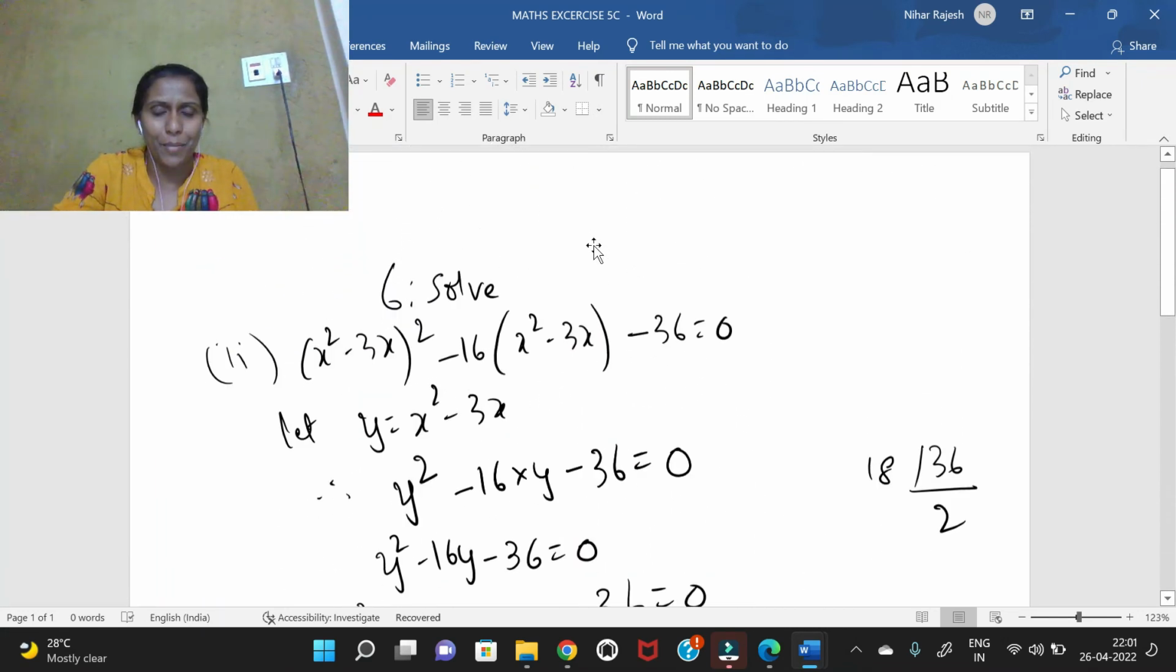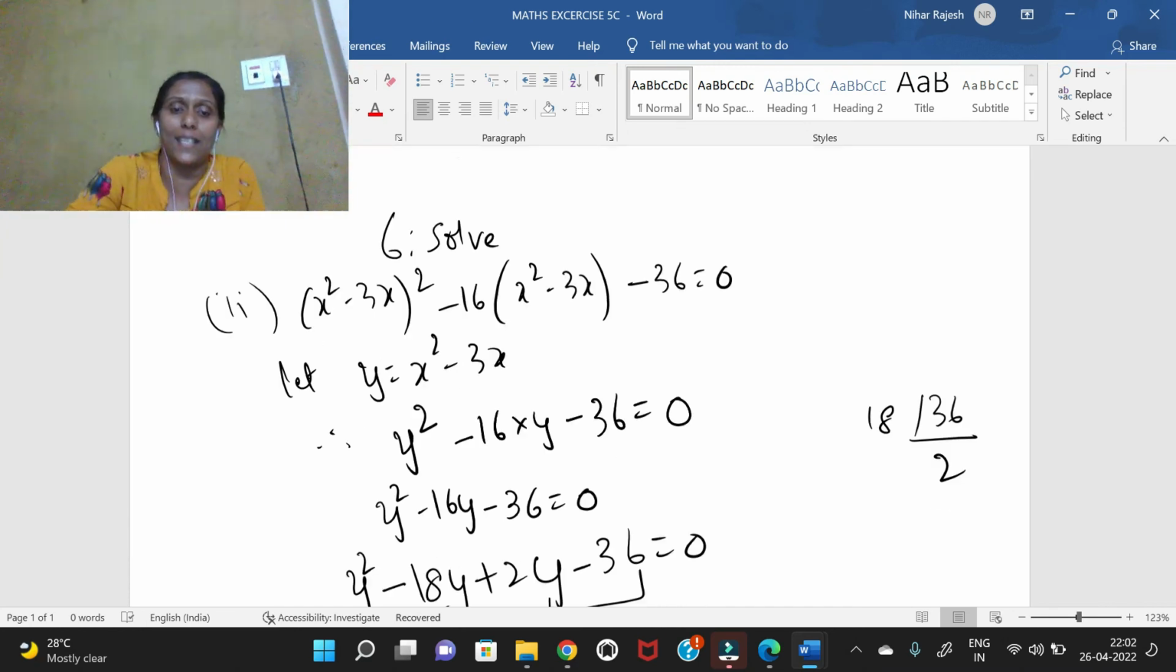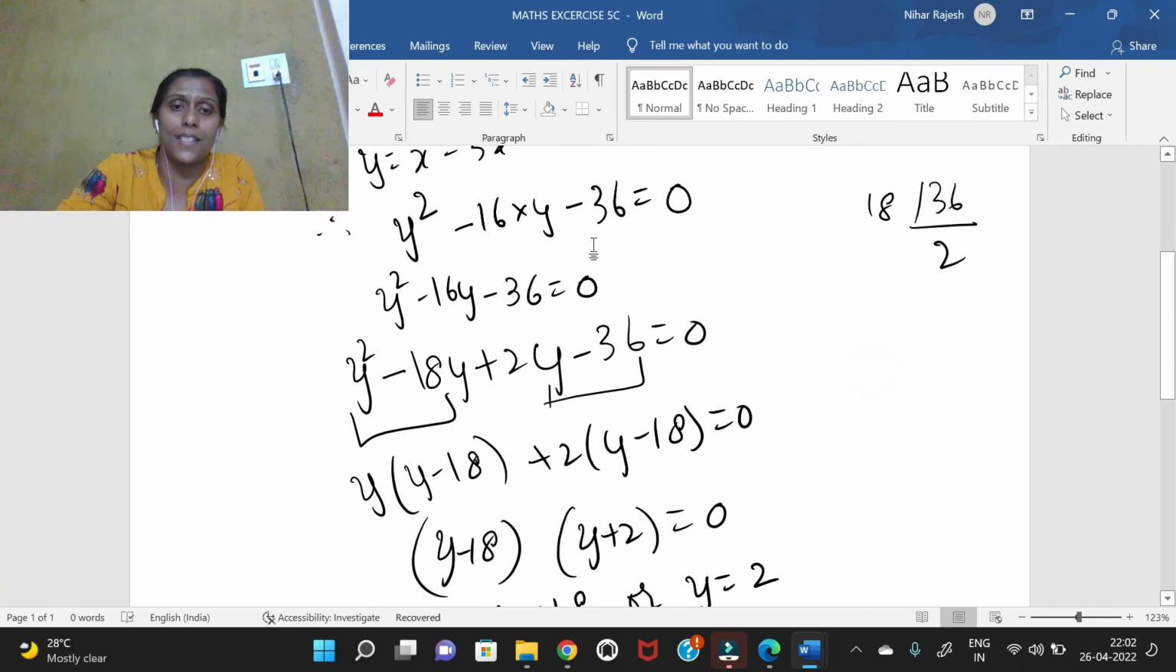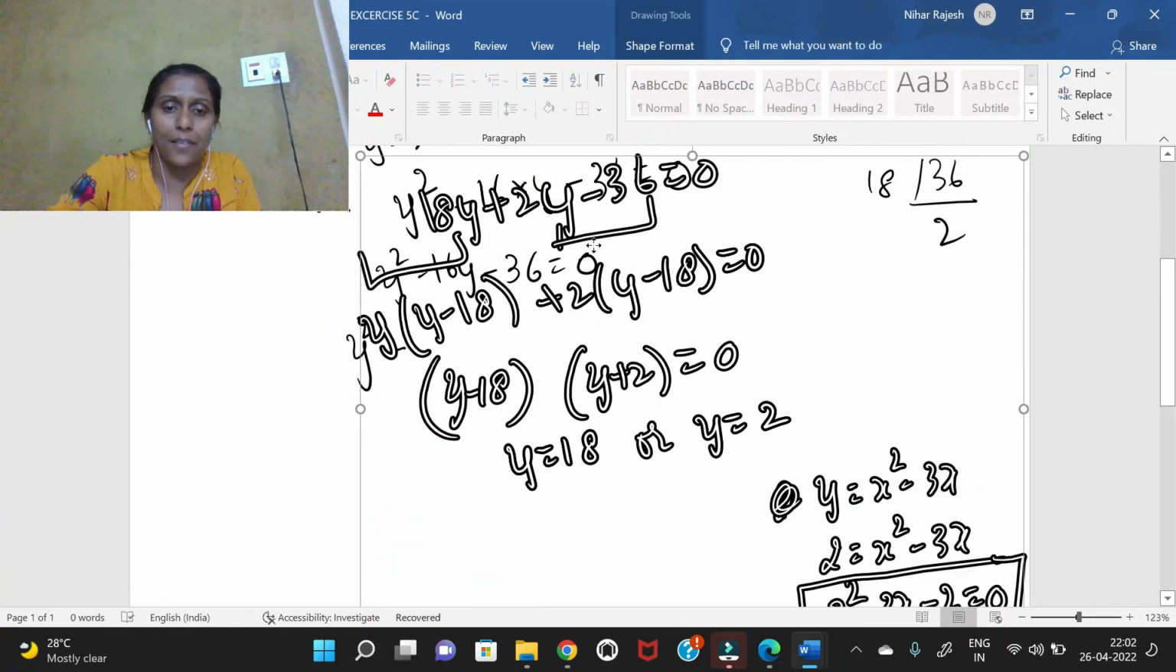Now let me just summarize what I did. x square minus 3x whole square minus 16 of x square minus 3x. You just look for yourself. There is something common, x square minus 3x. Assign it to another variable. So therefore, when y is x square minus 3x, y square is its whole square. Substitute back in the equation, y square minus 16y minus 36, and then everything is the same as we dealt with in the other classes. Next.